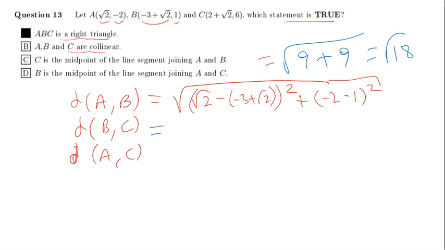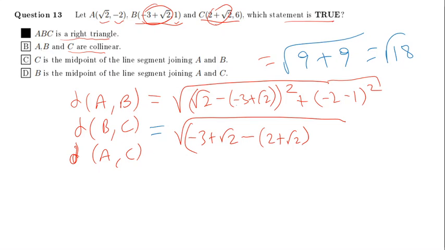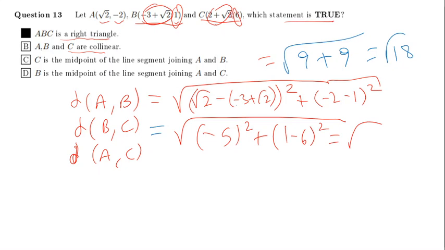Now, when it comes to B and C, square root of this one minus this one. So it'll be negative 3 plus square root 2 minus 2 plus square root 2. So you can remove them and make minus. Then you distribute minus here, right? Square root 2 cancels out. Negative 3, negative 2, it will be negative 5. So we have negative 5 squared, and plus this one, 1 minus 6 squared, which is 25 plus 25, which is square root 50.